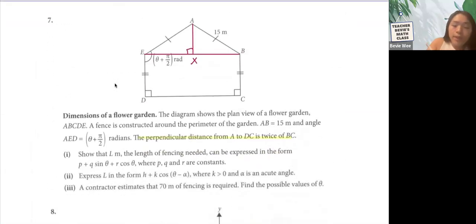So from here, how do we find BC? There is no way that we can find it directly. But can we find AX or not? That one okay, right? Because we have a right angle triangle already. But the problem is, I don't have an angle. How to use trigonometry? The theta plus pi over 2 is the whole thing, AED. We know that DEB is 90 degrees. What is 90 degrees in radian mode?